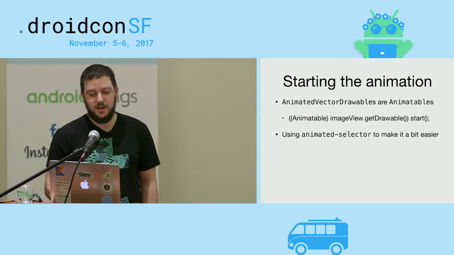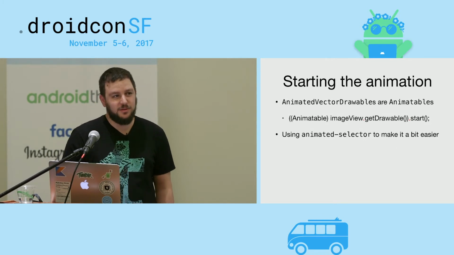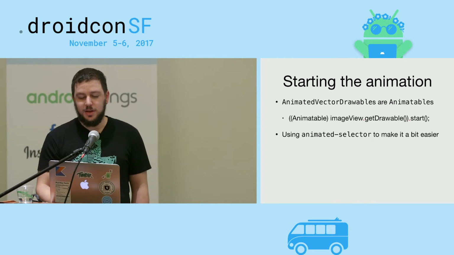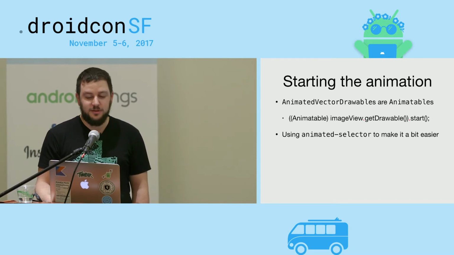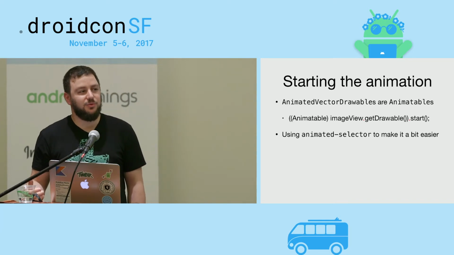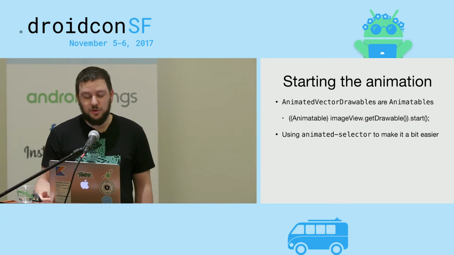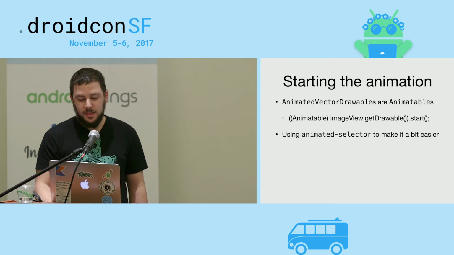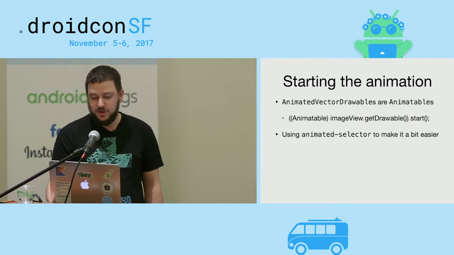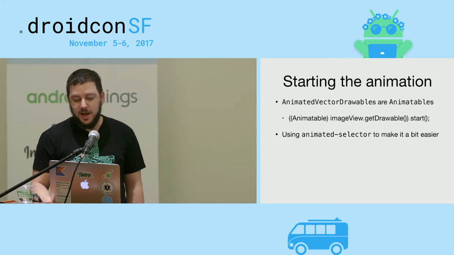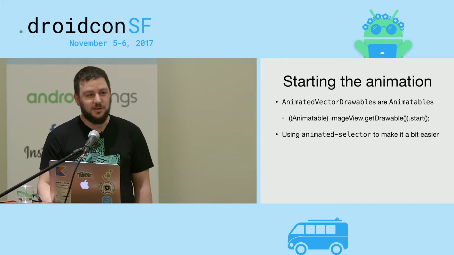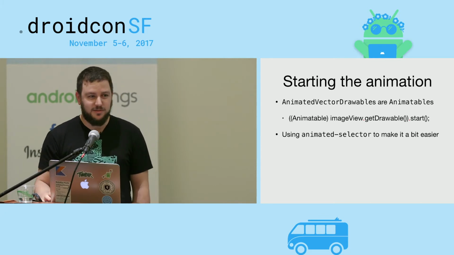Last thing is, how do we actually get these to start? Well, AnimatedVector actually implements the Animatable interface. And what that means is all you have to do is grab a reference to the drawable and call start or stop. But if you're lazy like me and you want to make this even easier, you just define an animated selector in XML. You pass it the animated vector drawable file, and it does all the magic on its own.